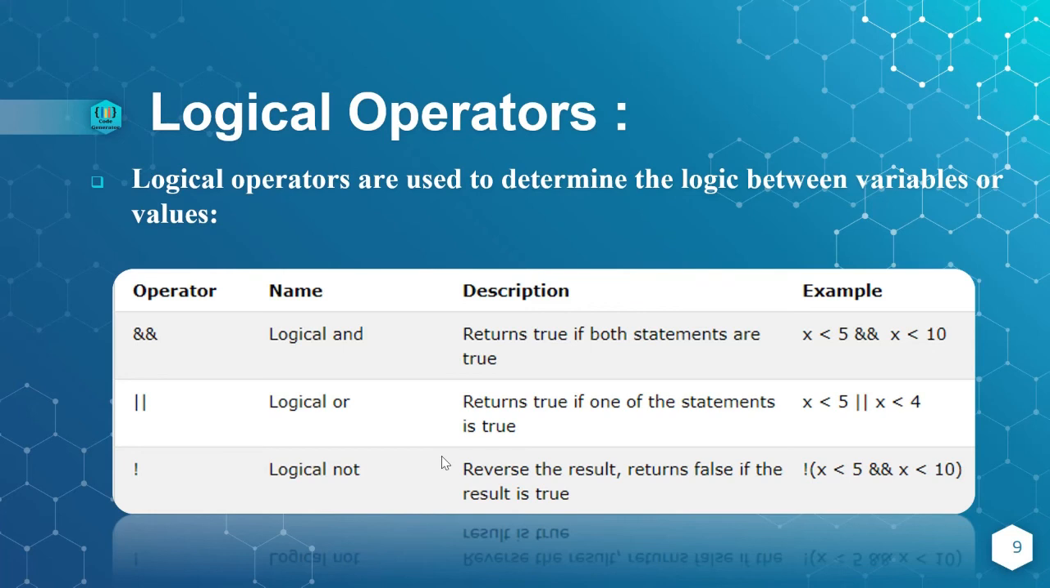The third one is logical NOT. Reverse the result, returns false if the result is true. What it will do? It will reverse the result. And after that, returns false if the result is true. So all these things we are going to see in further videos. So don't worry about it. We'll do practical in further videos.